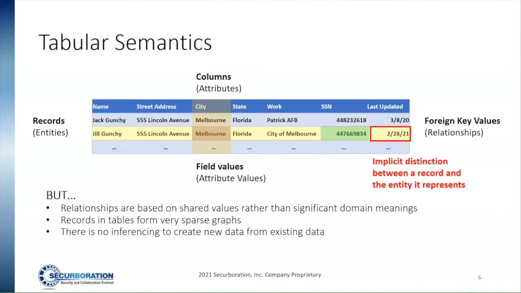In this example, it's important to note that relationships are based on shared values among records in different tables, rather than what we might call semantically rich relationships that can be exploited by applications and understood by people. The result is that even if records are connected by foreign key values, the resulting graph is not very meaningful and is in fact very sparse. Finally, databases have no rules of inference or axioms. So you can't really reason about domain entities and data and create new data from existing data.